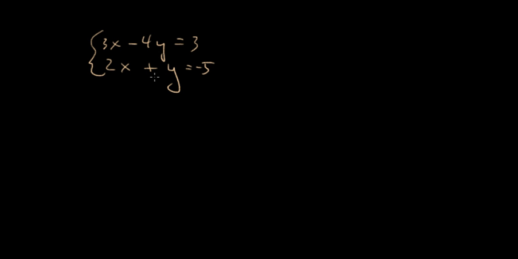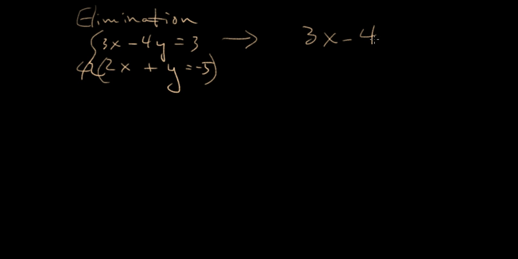But I look at negative 4y and 1y, and I notice if I multiply this by 4, I'm going to have 4y. Negative 4y and a positive 4y will eliminate that. Remember, the name of the game here is elimination. What I'm looking to do is eliminate one of my terms. So I'm just going to keep this first one the way it is, 3x minus 4y equals 3. And the next one I'm going to multiply by 4.